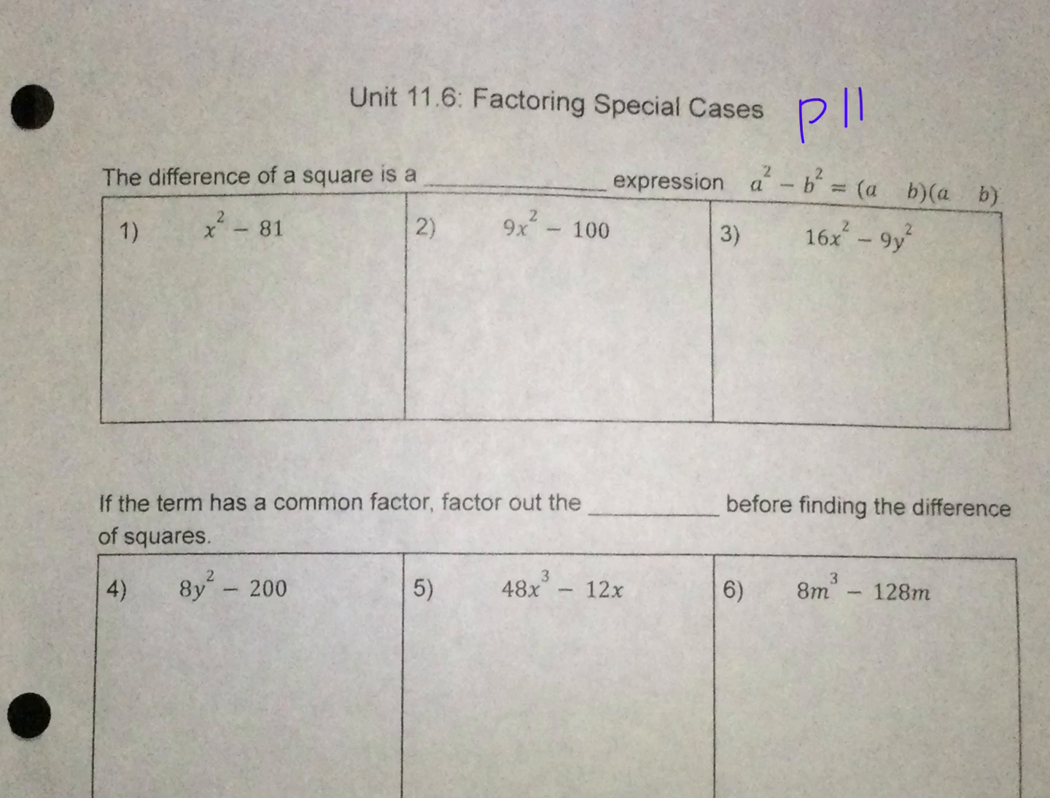All right, this is page 11.28. I'm going to show you how to factor our special cases. The difference of squares is a binomial expression. That means I have two parts: 1, 2. Binomial expression.